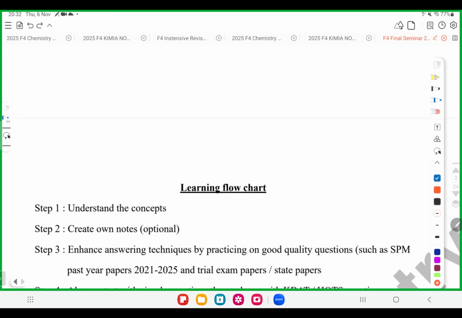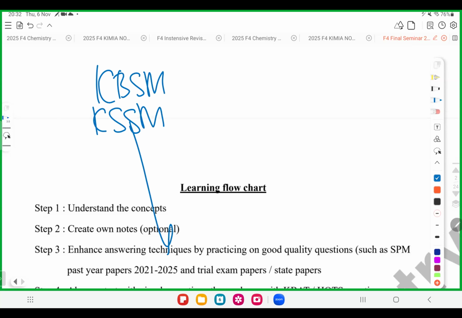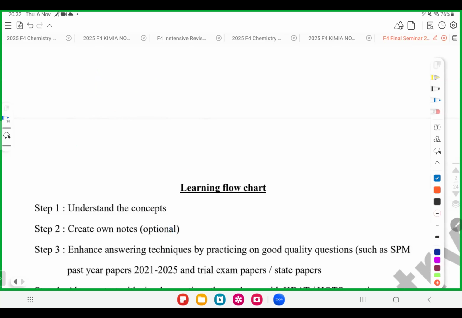So if you really want to practice on good quality exercise, SPM past year paper, trial exam paper. SPM paper, you just start from 2021 will do. You don't need to do any question before that because before year 2021, it is KBSM. It is still under the old syllabus. KSSM new syllabus only started in 2021. All right, that's it. And this question, you can get it easily from internet or bookstore, especially for the past year paper.